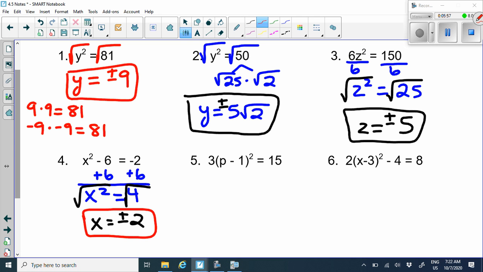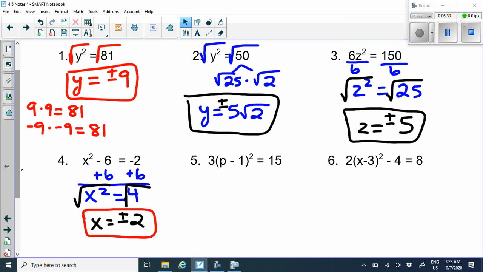Okay, now let's look at the next one. This one looks a little bit different from 1 through 4. So we have 3 times p minus 1 squared equals 15. Now notice our variable is inside parentheses and that's squared. This is why I'm saying base, because you could have something else with that variable inside parentheses, and we have to get that all by itself. So in this case, we actually have to get the p minus 1 squared all by itself first, and then we can take the square root on both sides.